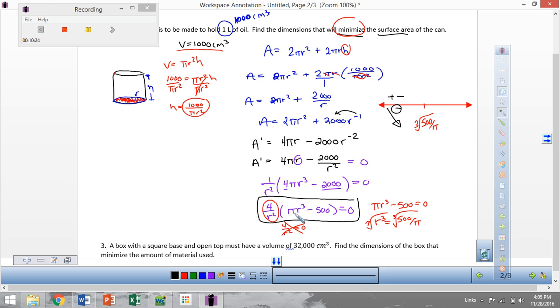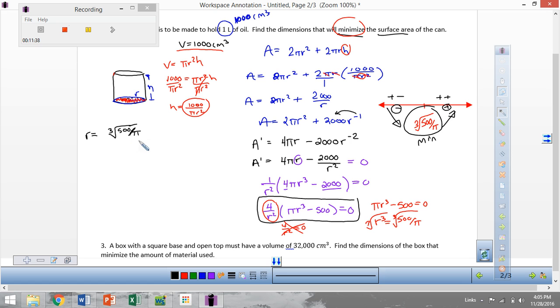So if I plug that in, I would get a positive from that 4 over r squared, and I would get something here that's bigger than, when I cube it and then multiply by pi, it's going to be bigger than 500, so when I subtract 500, it's still going to be positive, which means this is going to be increasing on this side, which does mean that this is a minimum, which is what I wanted. So the minimum surface area of this can happens whenever r is equal to the cube root of 500 divided by pi.